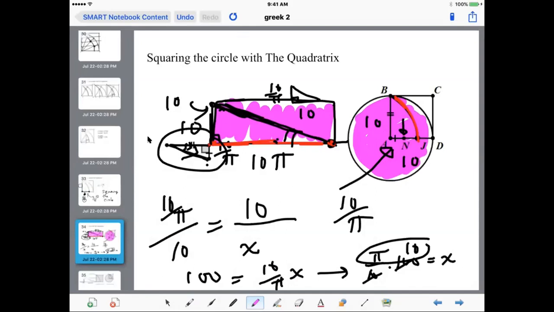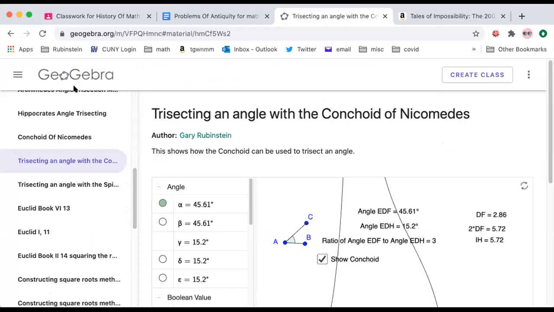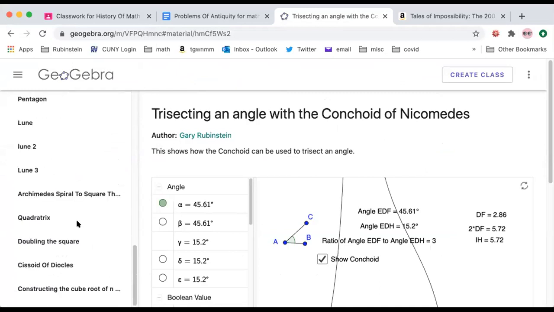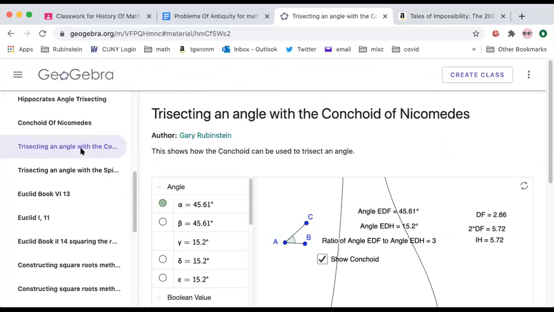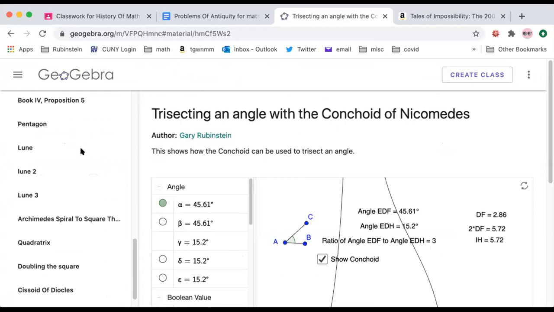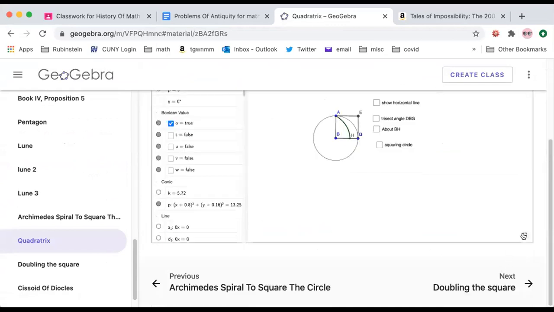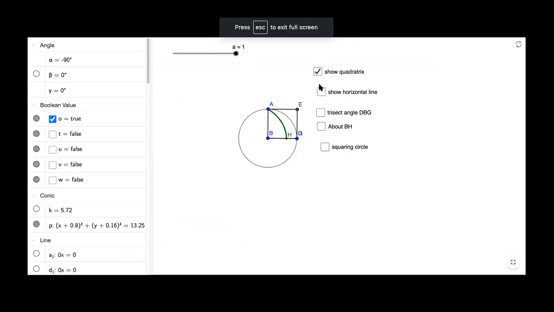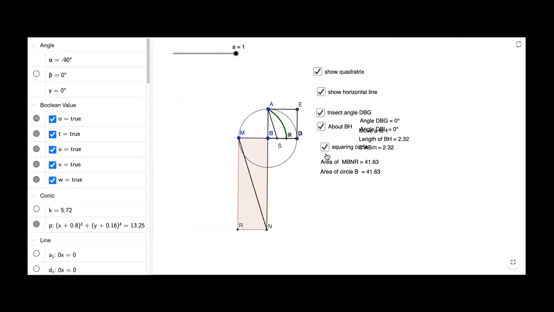Let me bring up the GeoGebra page and show you this a little bit. Down here, Archimedes Spiral. Where is it? Constructing roots, golden ratio, pentagon, lune, Quadratrix. Let me go full screen. Okay, so here is the endpoint. Here is the, oh, sorry, I did it a different way here.